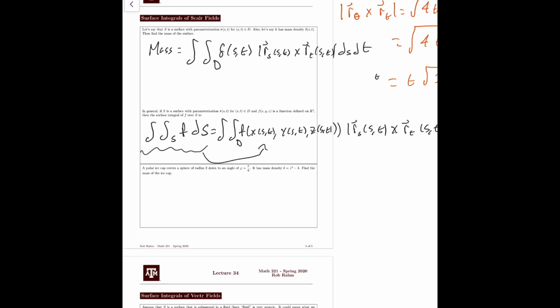In the next couple of videos, we're going to look at examples. In the previous examples, we were computing surface integrals where f is just the constant function 1.